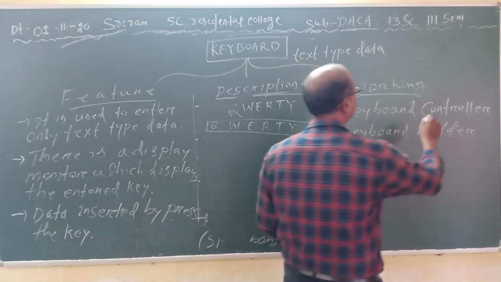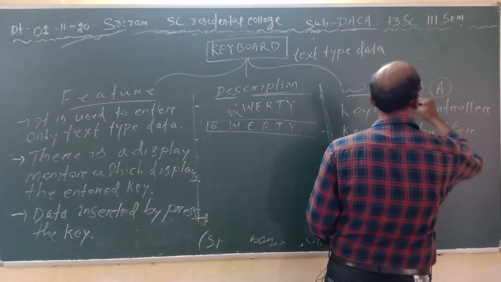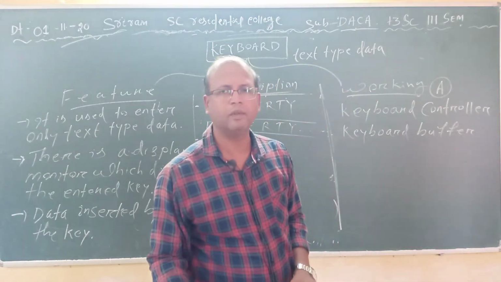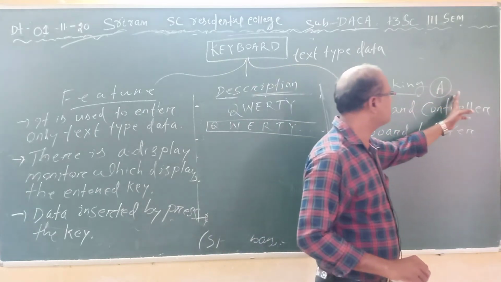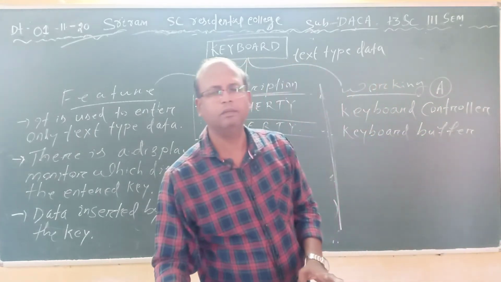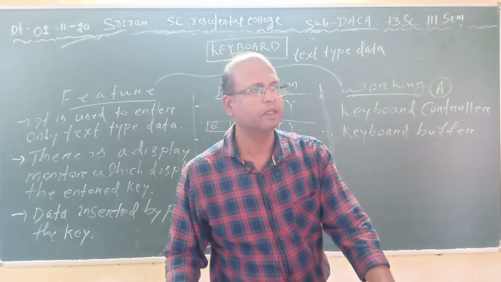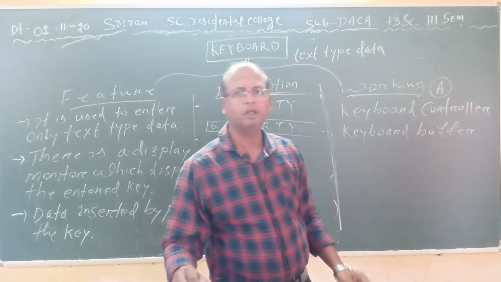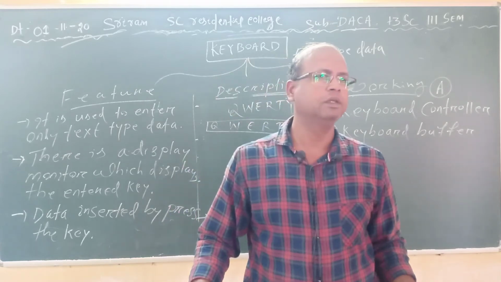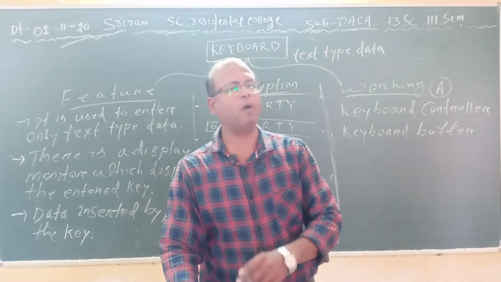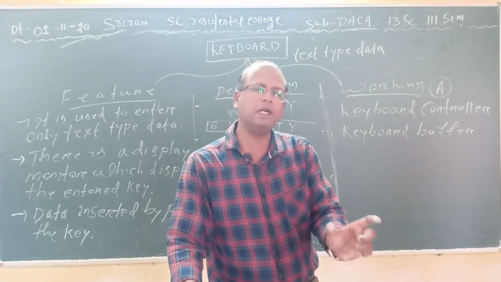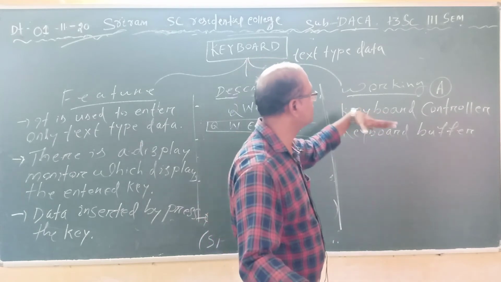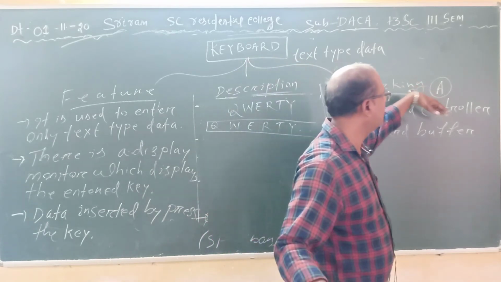Suppose we enter the key A. A is human readable format data. That A is not understandable by the system directly. The system or computer cannot understand what A is. That's why there is a data code, built with zeros and ones, and that code is understandable by the machine. Here the interface converts this A into the data code.